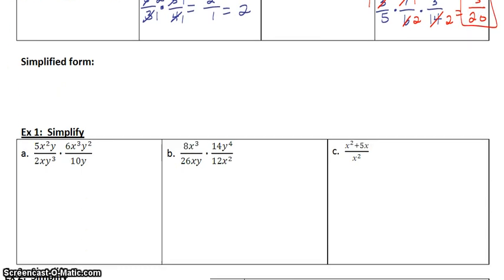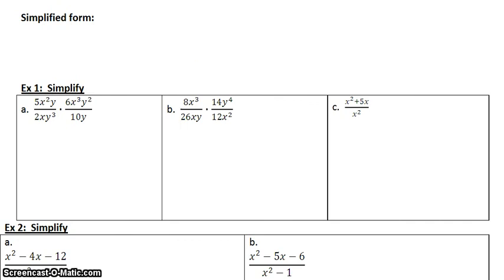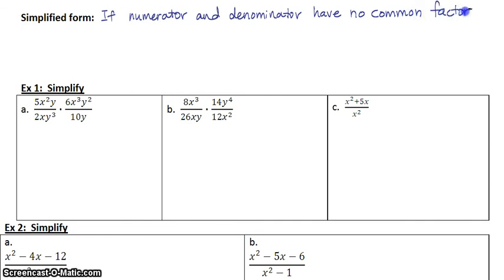Alright, let's talk about what it's going to look like when we have simplified form. So simplified form for what we're doing today is if the numerator and denominator have no common factors. So notice what I was doing earlier in the warm-up. I was trying to take out what could be divided in top and bottom. That's called a factor when you divide it off.